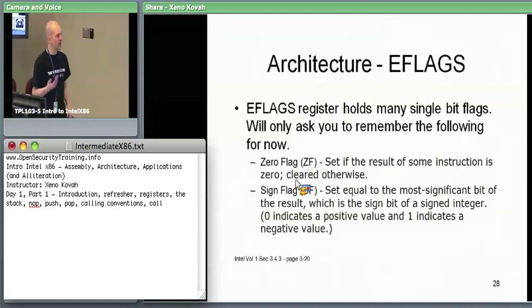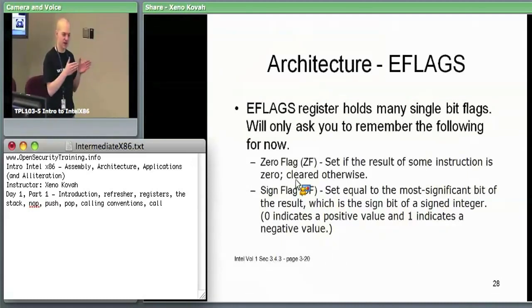I had a question in the last class, which was actually pretty good: why don't we just check the register? If we want to see if the value is zero, why don't we just go and check if the register is zero? The convenience of this centralized flag register, which sets a bunch of flags after every instruction, is that you don't necessarily know if the value will be in the EAX register, EBX register, ECX, etc. By having a central place where the zero flag is set if the result is zero, you can just compare against a single flag.